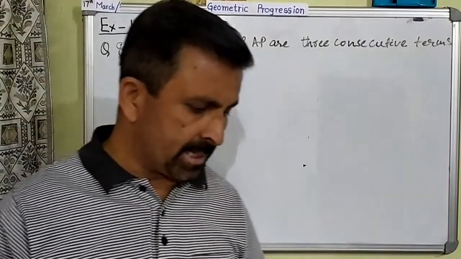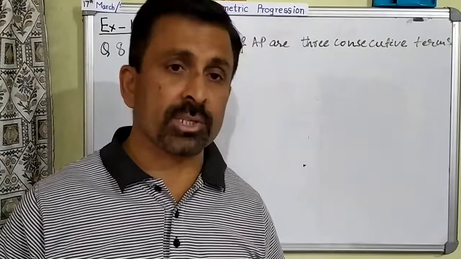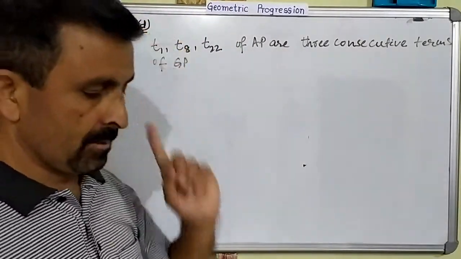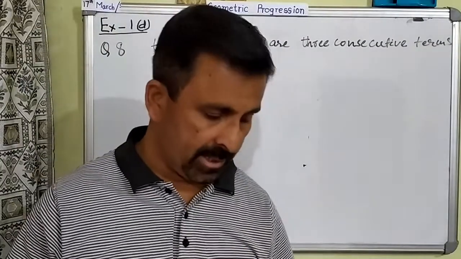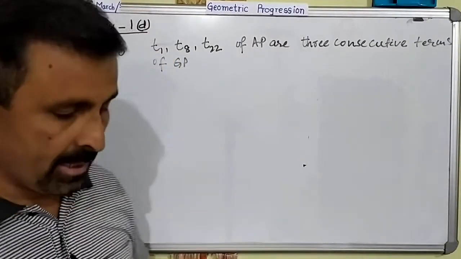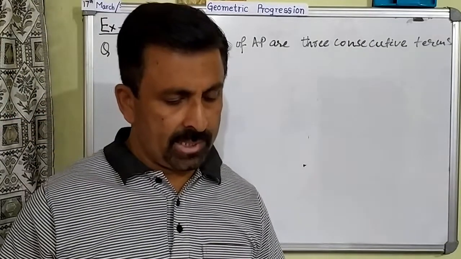After question number 6, you are supposed to practice question number 7 of exercise 1D. Question number 7 is your assignment. Okay. Now we are moving on to question number 8. What does question number 8 say?